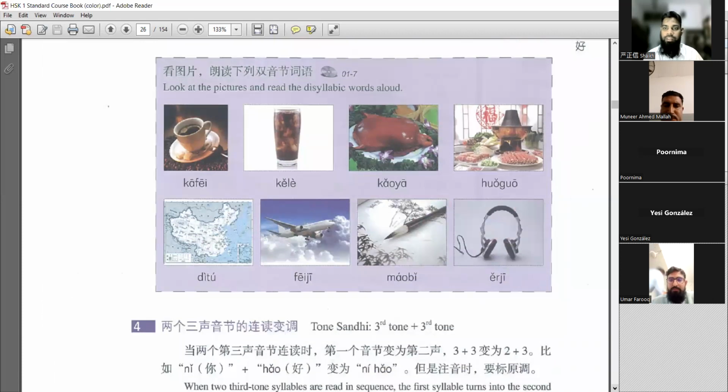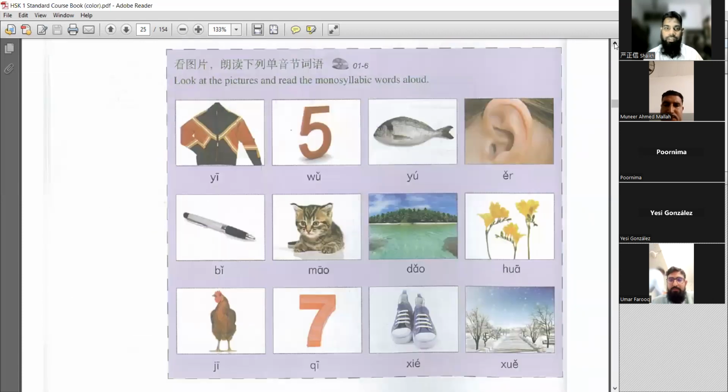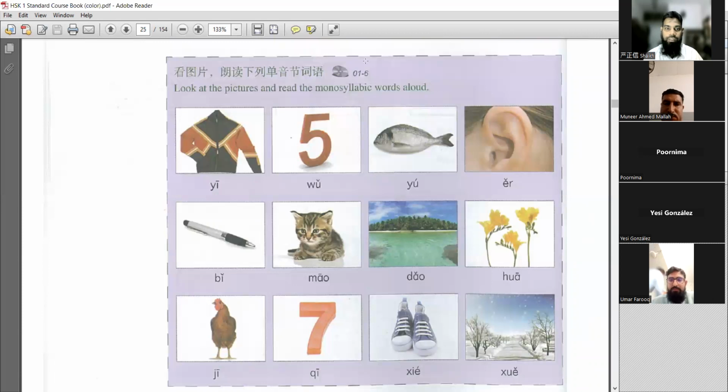I will also send you the audio file. Let me play the audio file for you. Wait, please. You can listen to the audio.